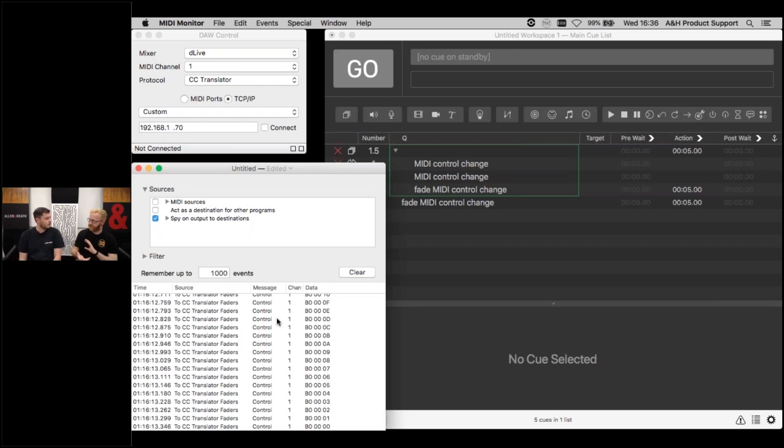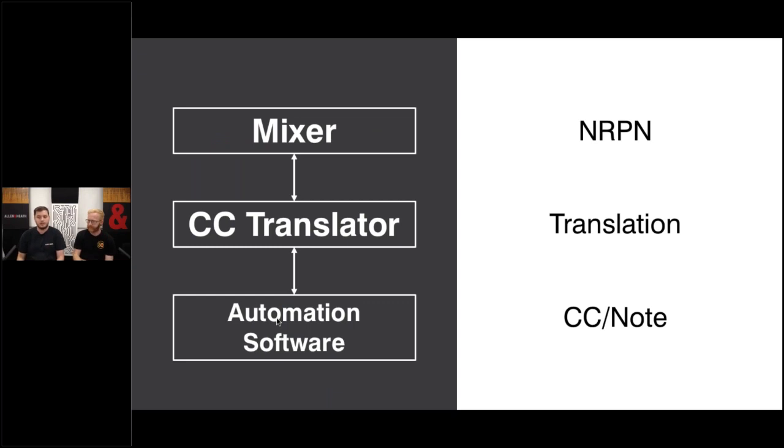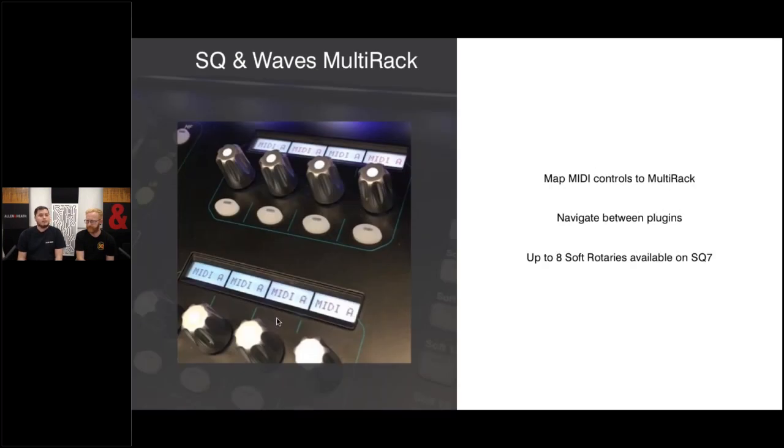So then the DAW Control Driver will translate those messages into the NRPN messages that we looked at earlier, so you don't have to worry about doing all the crazy NRPN messages. Exactly. So it's just the mixer MIDI being translated into a different format that's easier to configure and easier to kind of understand. And you can use it for fades, and it works nicely. So cool. So yeah, it works as expected, and you can automate multiple faders at once.